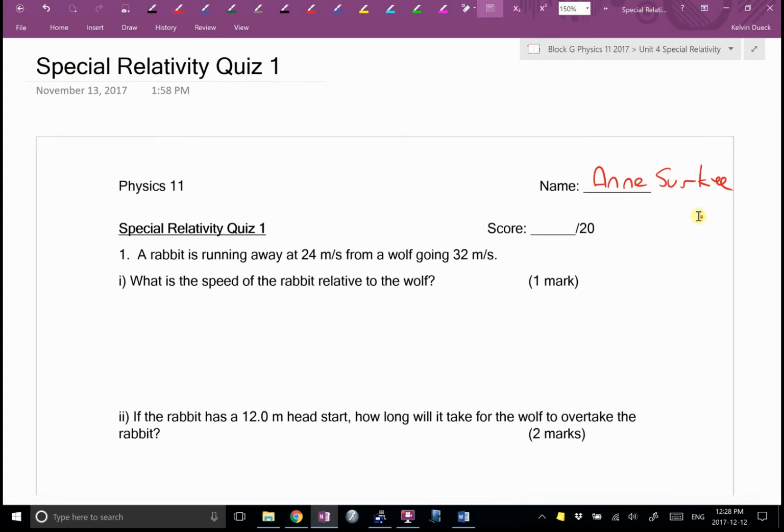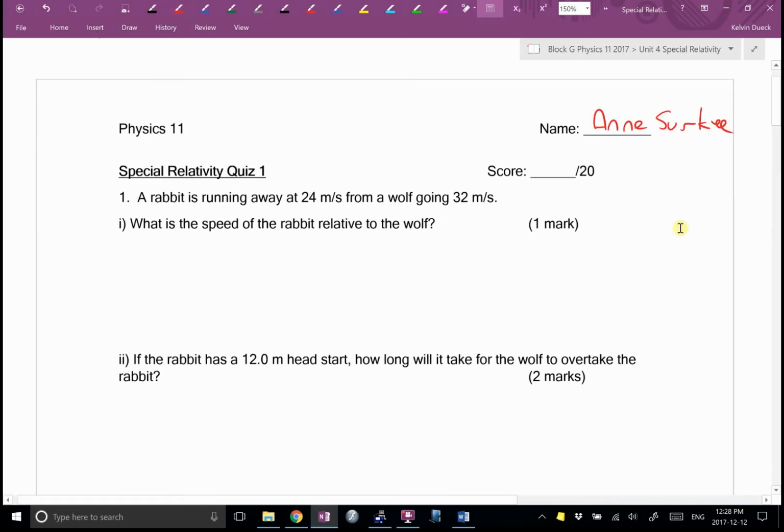A rabbit is running away at 24 meters per second from a wolf that's going 32 meters per second. What's the speed of the rabbit relative to the wolf? You could say -8 or +8. I'm not going to be fussy, but it's 8 meters. I said speed, so it's 8 meters per second. Is that not right? Okay. That's the difference in speed.